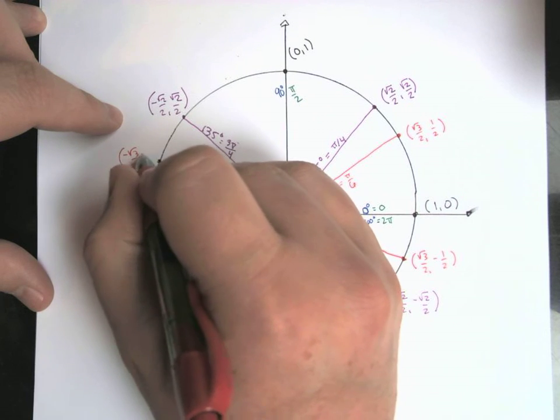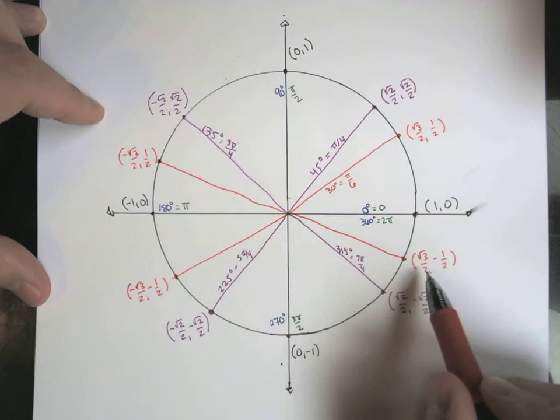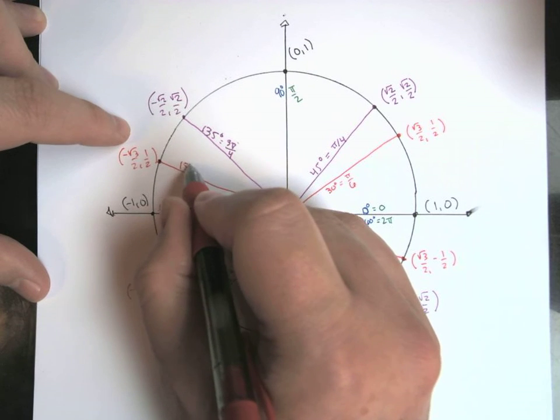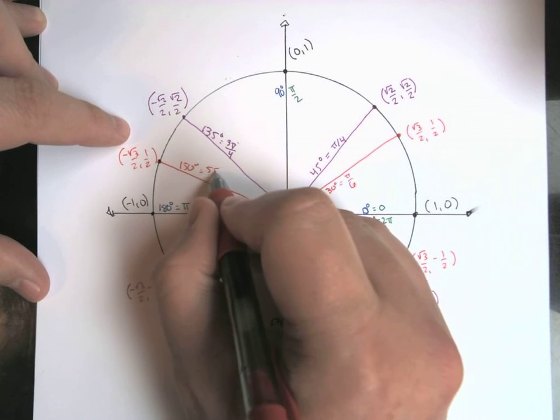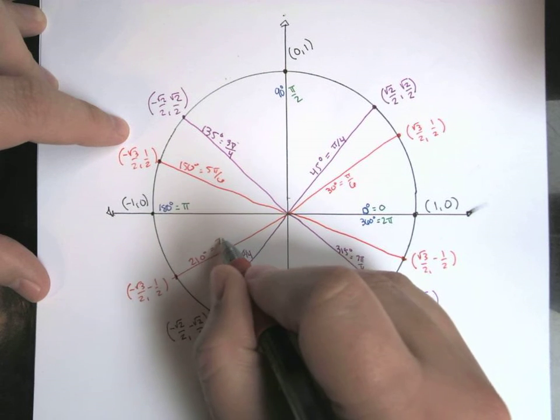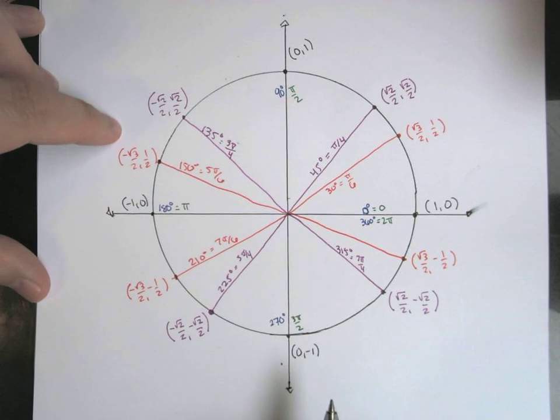Negative x and a positive y up here in quadrant 2, and then this is a positive x and a negative y. What are the angles here? This is going to be 150 degrees. That's going to be 5 pi over 6. This would be 210. That would be 7 pi over 6.